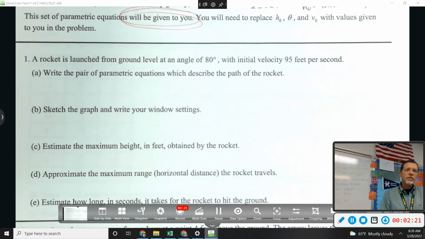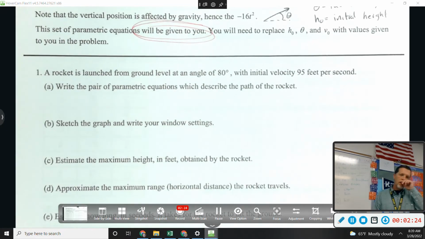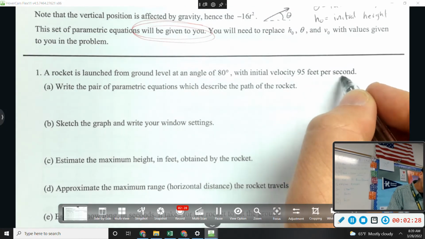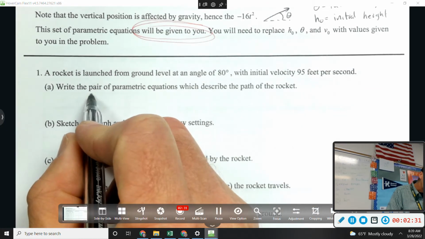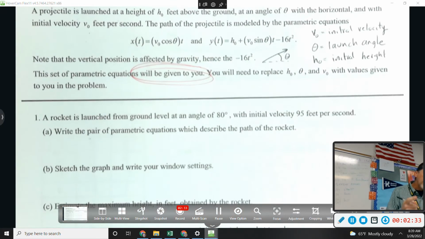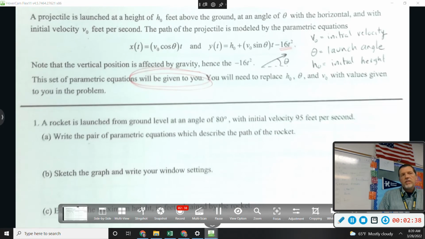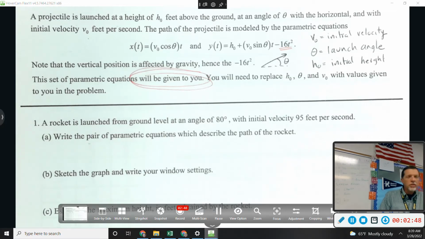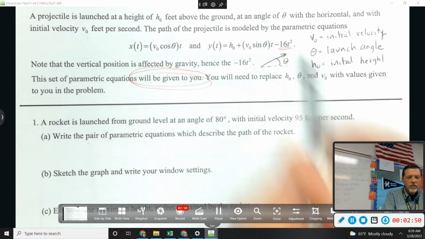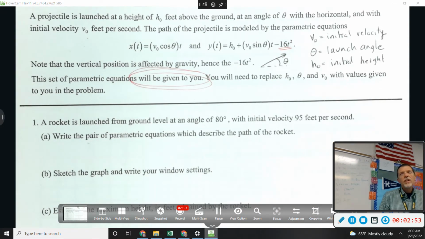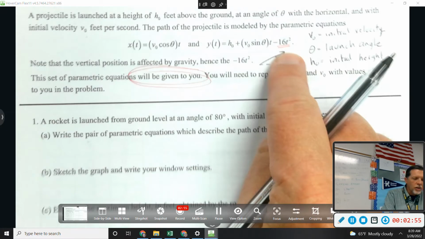Number 1, a rocket is launched from ground level at an angle of 80 degrees with an initial velocity of 95 feet per second. Gravity being 9.8, well, if we're in feet, gravity is negative 32.2 feet per second squared. In physics, 9.8 meters per second squared, 32.2 feet per second squared, and that's where the 16 comes from. So yes, you have to consider gravity, but gravity is already built into the equation.